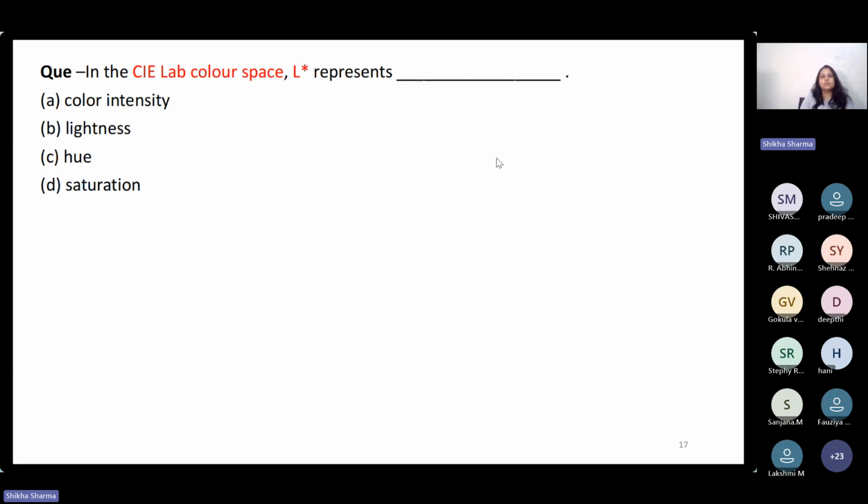In the CIE Lab color space, L star represents: color intensity, lightness, hue, or saturation. D, everyone is saying lightness.